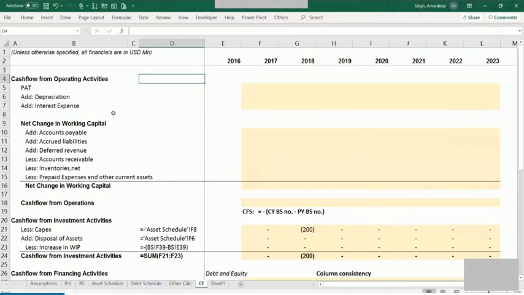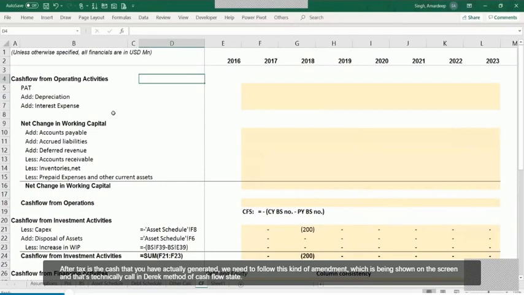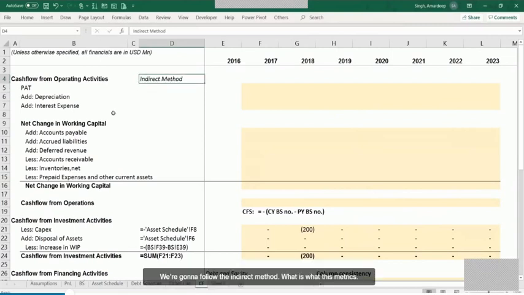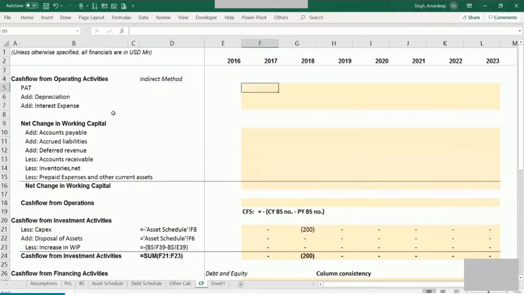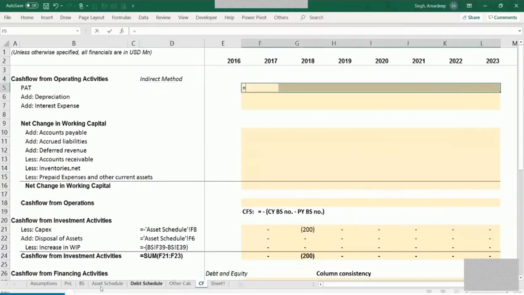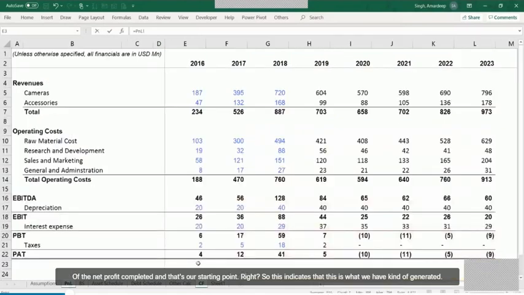So if you need to create that kind of reconciliation between the net profit after tax from P&L versus the cash that you have actually generated, you need to follow this kind of a method which is being shown on the screen, and that's technically called indirect method of cash flow statement. We're going to follow the indirect method. What this method says is that you start with the net profit which is there in the P&L. So let us just pull the values of the net profit from P&L. That's our starting point, right?